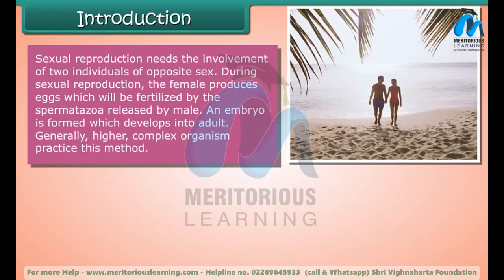Sexual reproduction needs the involvement of two individuals of opposite sex. During sexual reproduction, the female produces eggs which will be fertilized by the spermatozoa released by the male. An embryo is formed which develops into an adult. Generally, higher complex organisms practice this method.